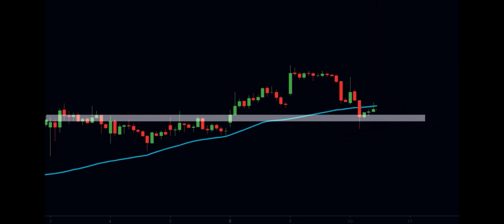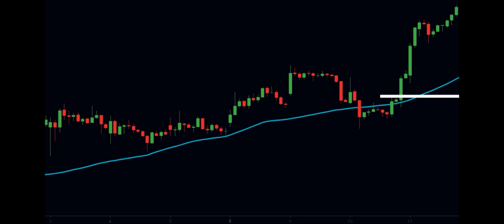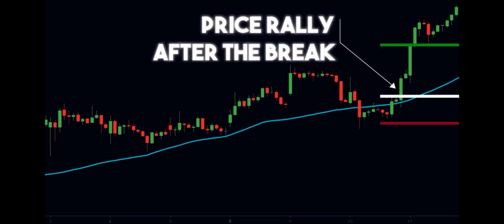For that, we will create a short-term trend line around the pullback. After this trend line is broken, we will initiate a buy order above the high of the candle that broke the trend line. For stop loss, we will keep our stops below the 50 moving average, and we will keep our target at a 1:1.5 risk-to-reward ratio.